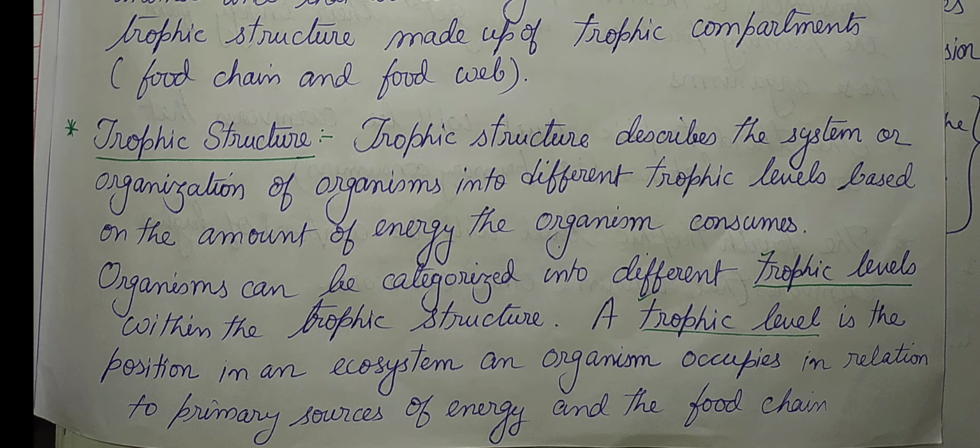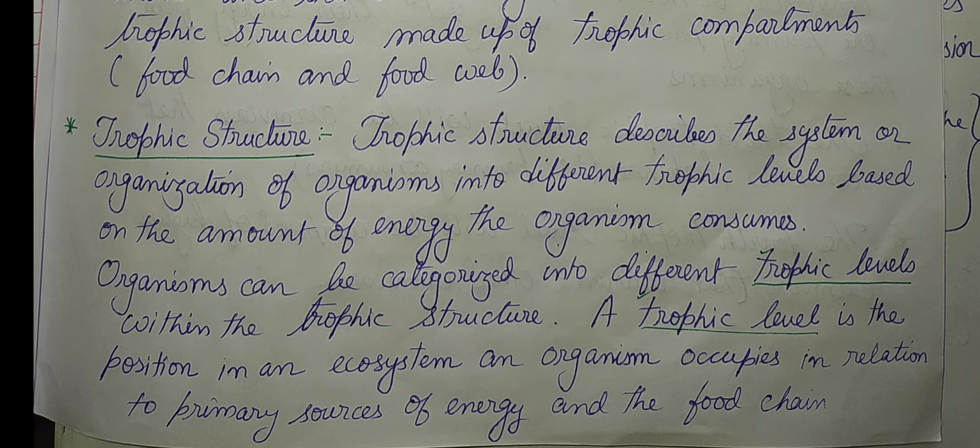Now, organisms can be categorized into different trophic levels within the trophic structure. So, there are various trophic levels within the trophic structure. What is trophic level? Trophic level is the position that an organism occupies in an ecosystem in relation to the primary source of energy and the food chain. So there are various trophic levels.